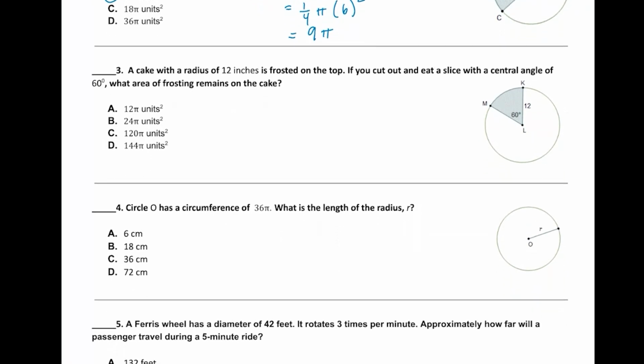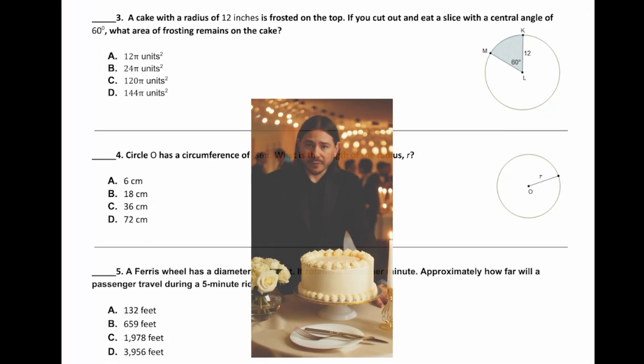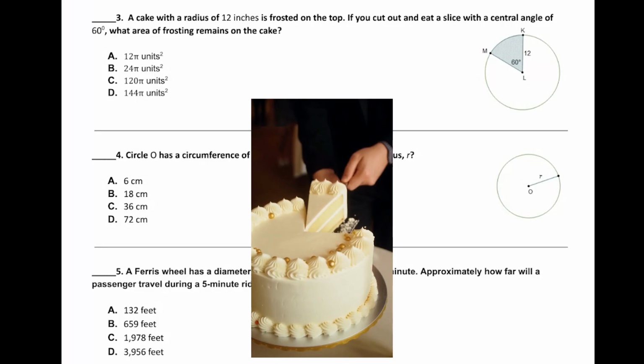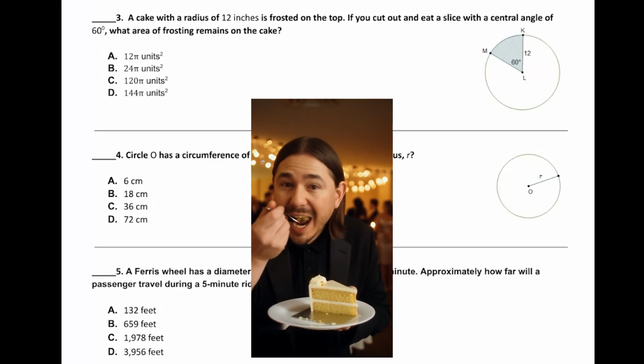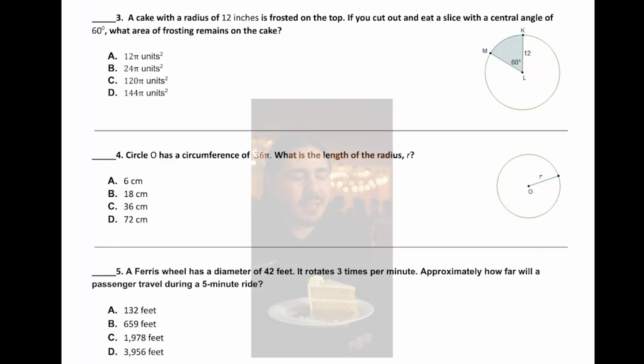Number three says, a cake with a radius of 12 inches is frosted on the top. If you cut out and eat a slice with a central angle of 60 degrees, what area of frosting remains on the cake? That's so good.